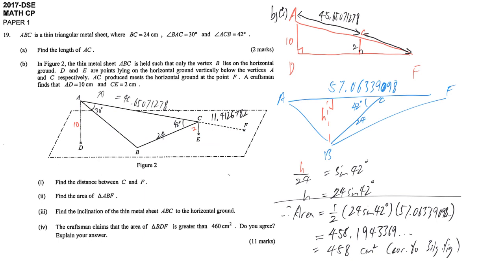Now, proceed to the most difficult part of this question. They ask you the inclination of the thin metal sheet ABC to the horizontal ground. That means they ask you the angle between the plane ABC and the horizontal ground. We always use the same method for that. First, we need to find the contact line. These two planes intersect on BF. If we extend the plane ABC, BF will touch the ground. And then we have to use perpendicular lines to this intersection line to represent the corresponding plane. So for the plane ABC, I need to draw a perpendicular line from point B or some other point.